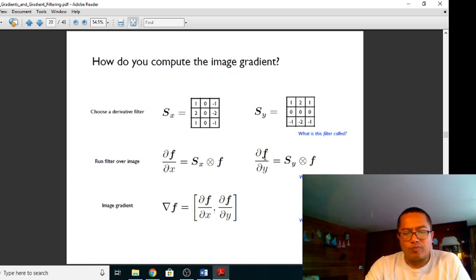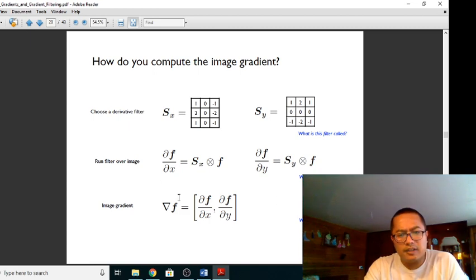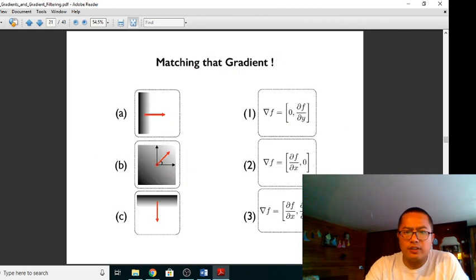Then you take this filter and you convolve. This is called the convolution operator. You convolve it with the image and you get an approximation of df by dx of that image. You take the derivative filter Sy of the Sobel and convolve it with the original image, and you get an approximation of the first order derivative of that image. Then finally you can sum this up by finding the gradient of that function.